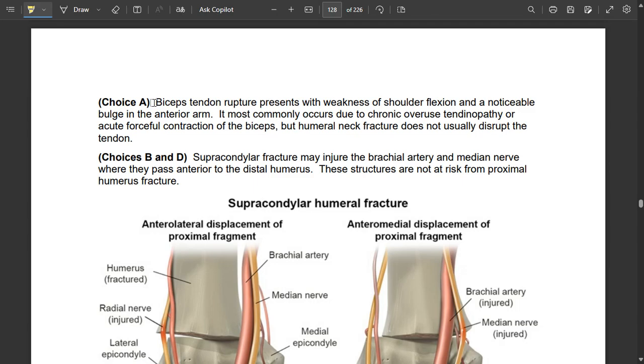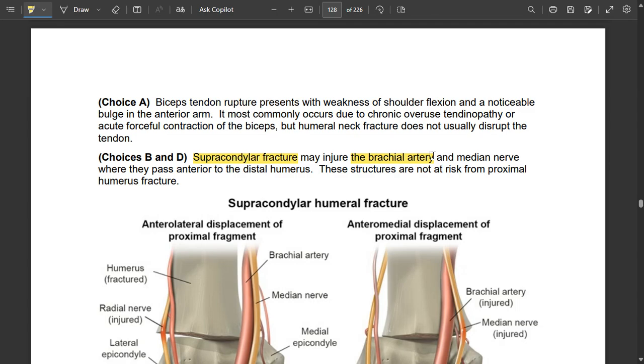Supracondylar fracture may injure the brachial artery and median nerve where they pass anterior to the distal humerus. It is a very common fracture. Just above the condyle, if there is a fracture, then the brachial artery can be damaged and the median nerve can also be damaged, where they pass anterior to the distal humerus.